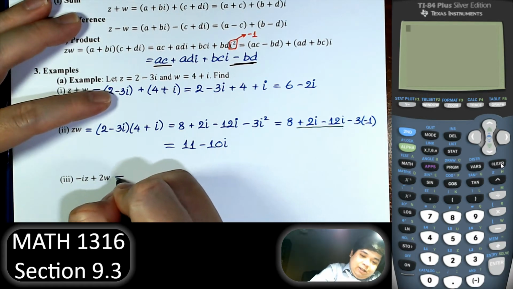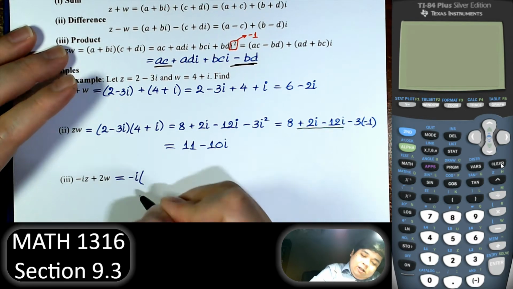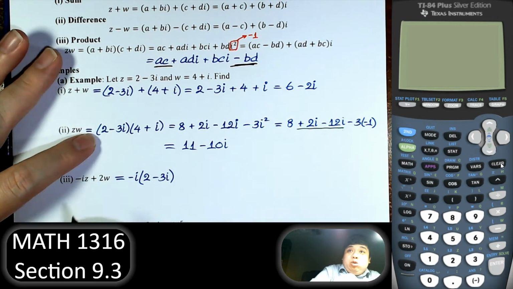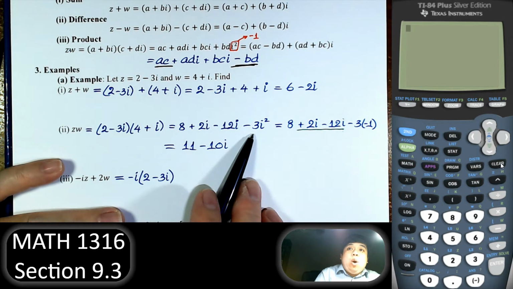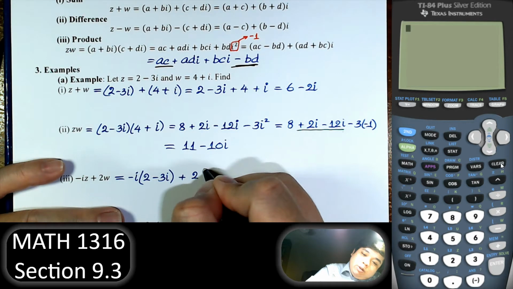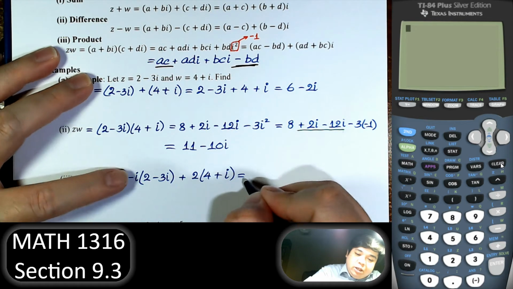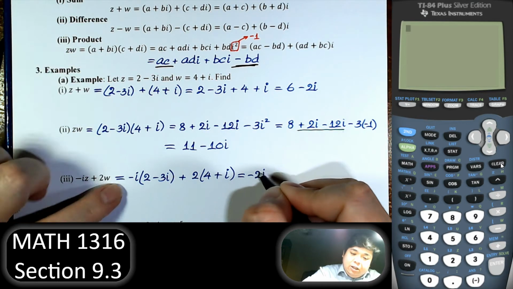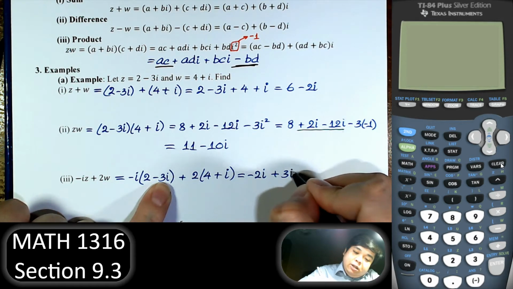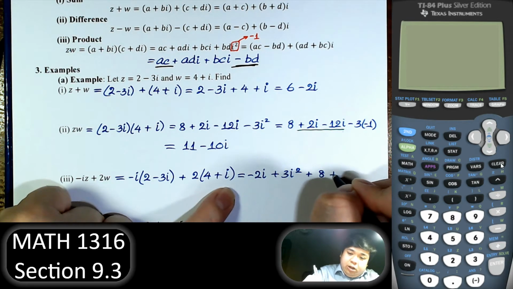Next, negative iz plus 2w, so negative i times z, 2 minus 3i. So we treat i as just a variable, multiply it out, combine like terms. If we see i squared, that is negative 1. So simple enough. 2 times w. Right, multiply it out, negative 2i. Negative times negative is positive 3i squared, plus 8 plus 2i.